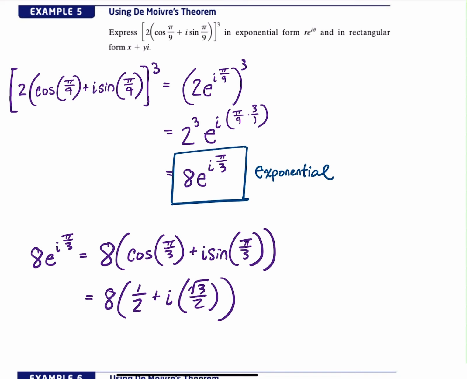So let's distribute that 8. 8 times 1/2 is 4. So 4 plus, we'll get another 4 root 3, and we can place the i on the back. So 4 plus 4 root 3i. That'll be our rectangular form.